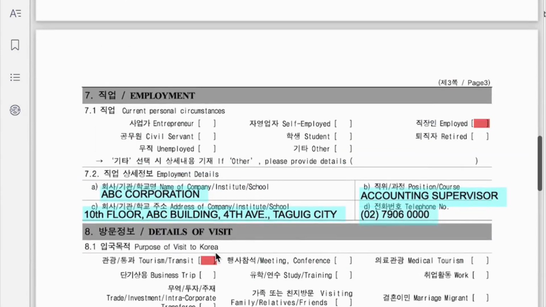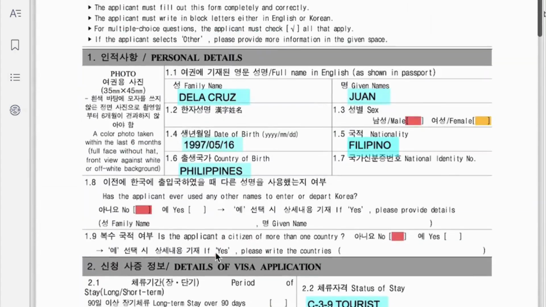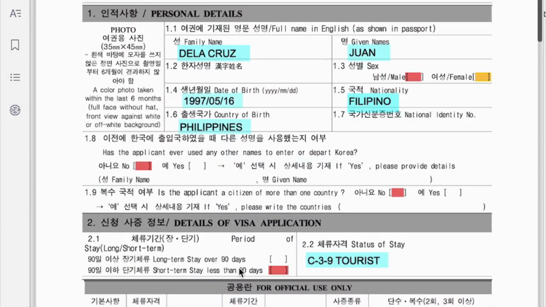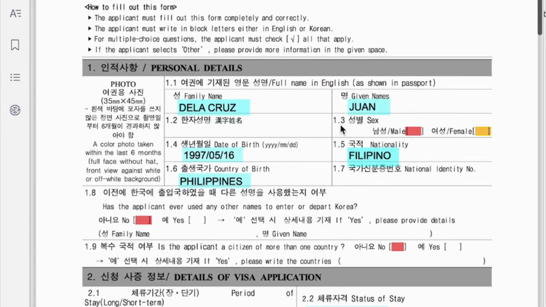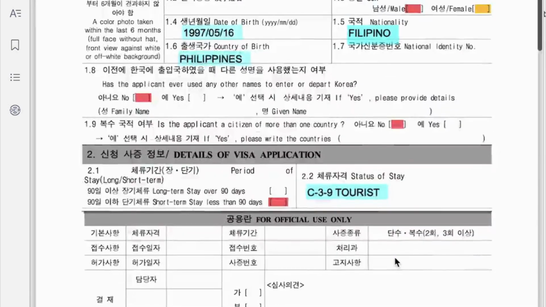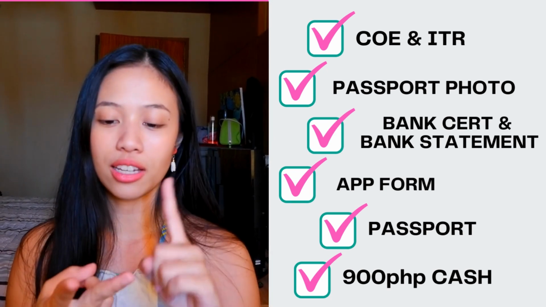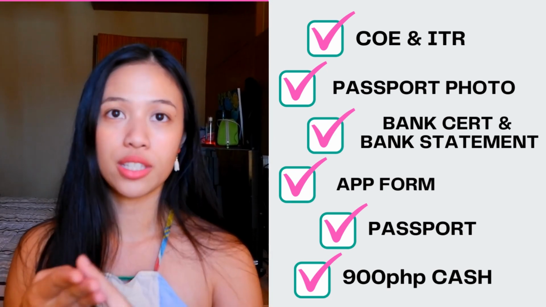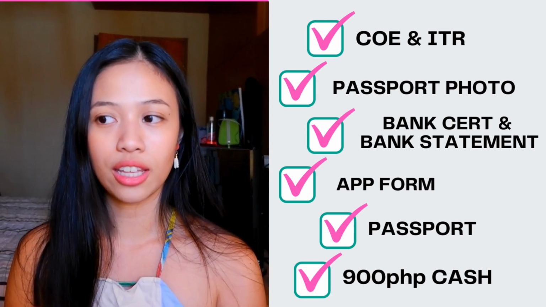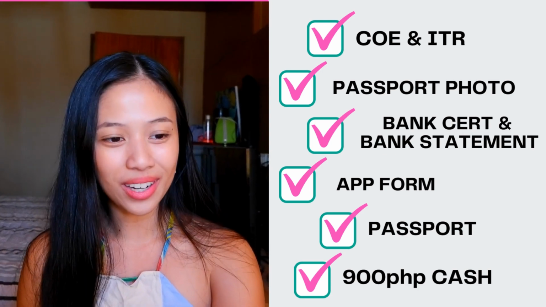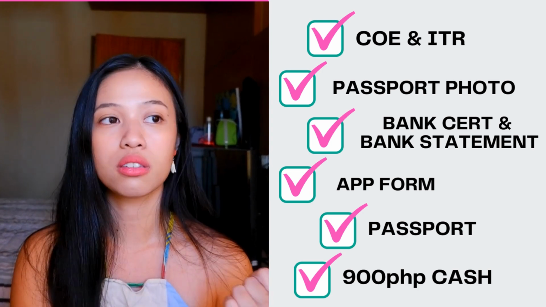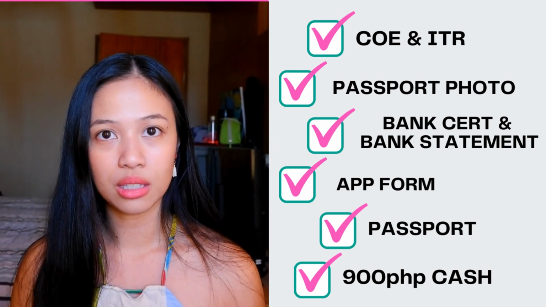There. So that's what I did. And basically, tapos na siya. So just print this out and then i-check naman to nung KVAC center before, and they will comment if may mga na-miss out ka na boxes or fields. That's it. Let's do the quick recap of everything that you have so far. So meron ka ng COE, ITR, you have your passport size photo, and your bank CERT and your bank statements. So all you need to do now is get your passport, make sure it's valid for at least 6 months pa.